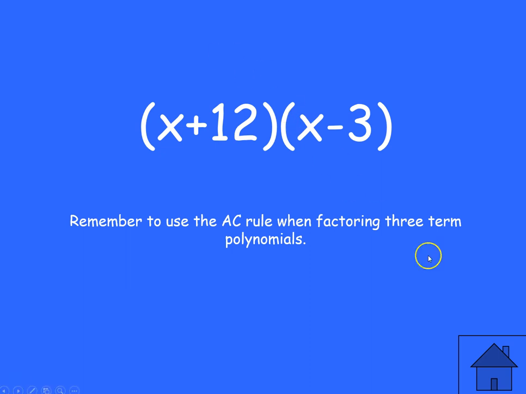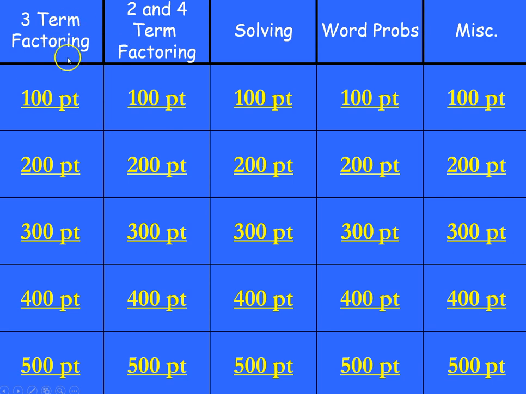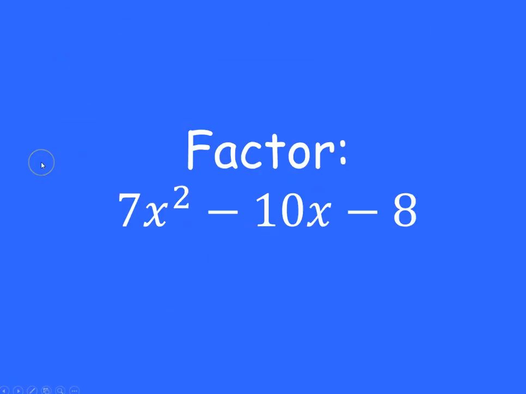Let's go to the 200-point question. Three-term factoring for 200. Here's your question. Factor 7x squared minus 10x minus 8. You can go ahead and pause the video now. Work on this three-term polynomial. Hint, use the AC rule.